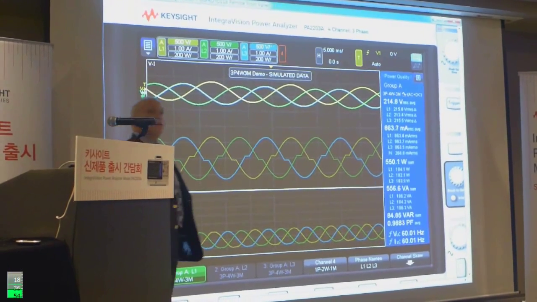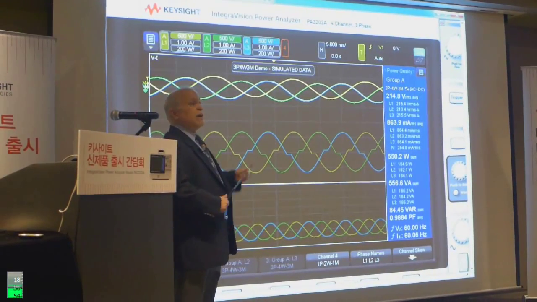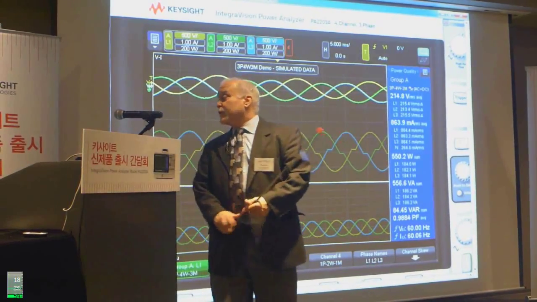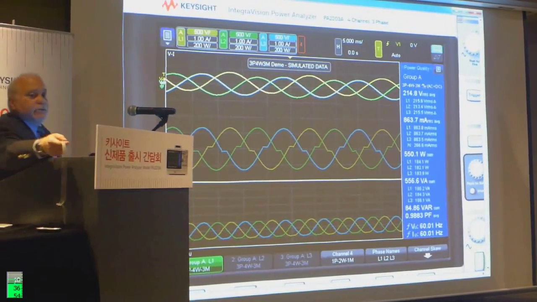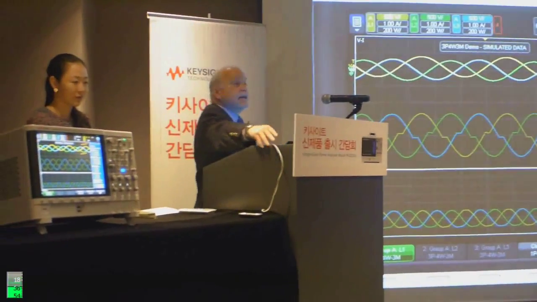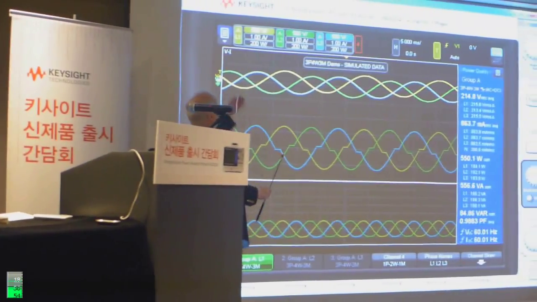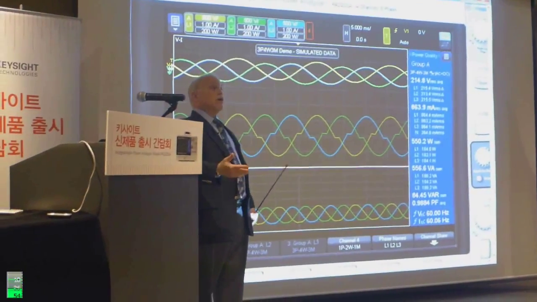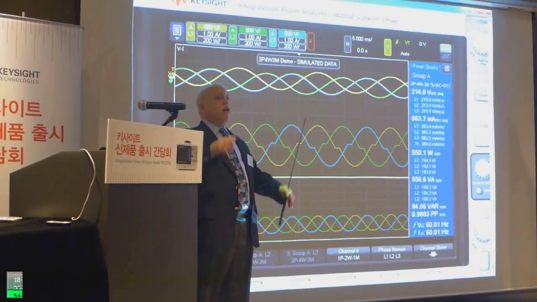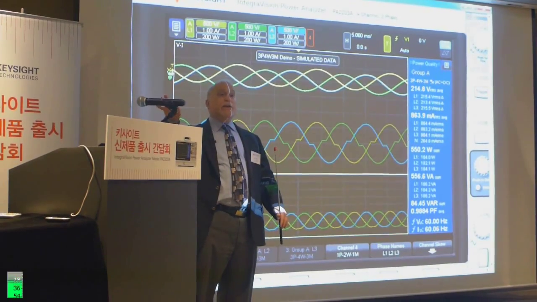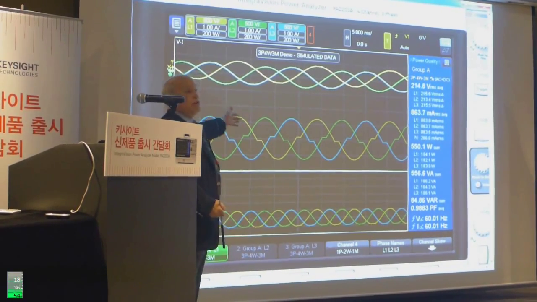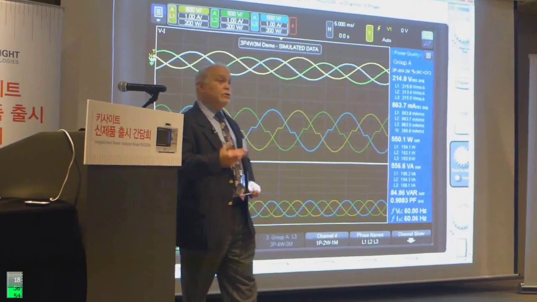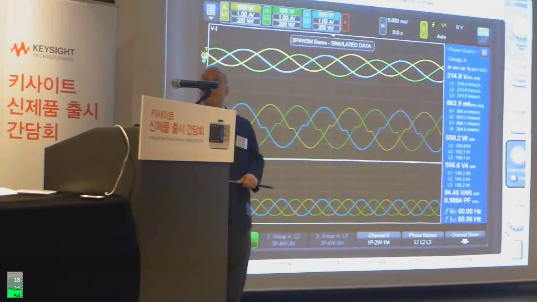What you're seeing now is the screen of the IntegraVision Power Analyzer. This screen is the same as this one. We are connected through a LAN cable between the PC and the instrument. What you're actually looking at is a page that is via Internet Explorer. So you bring up Internet Explorer, you type in the web address of the instrument, and this page appears. So it's very easy to set up and measure using the LAN and the web browser.